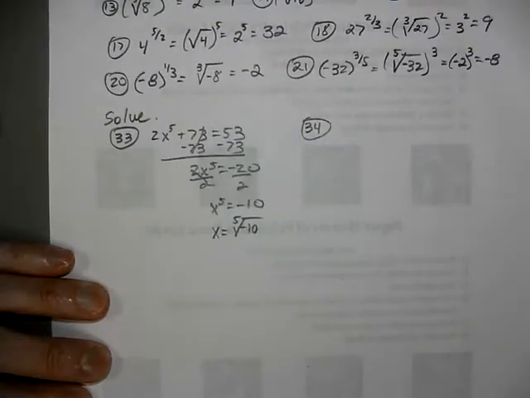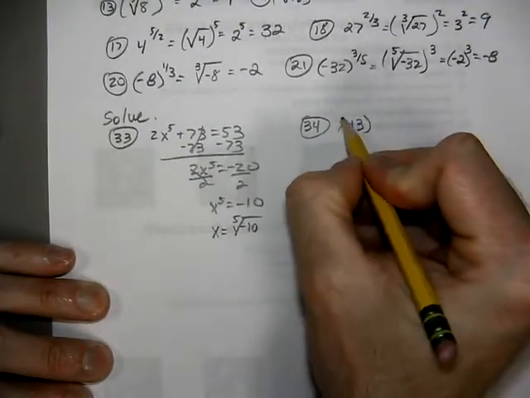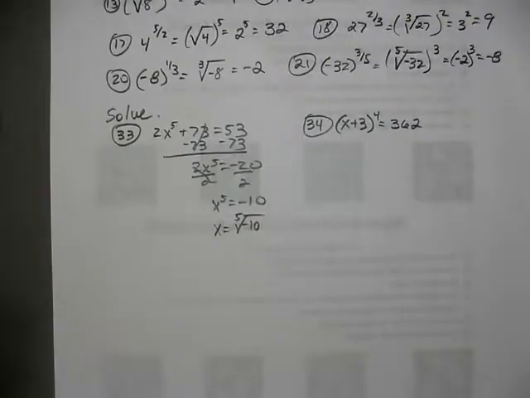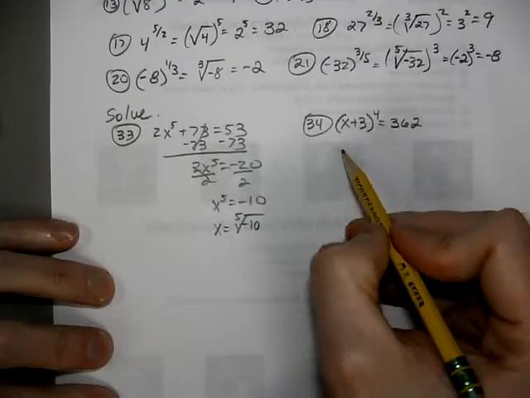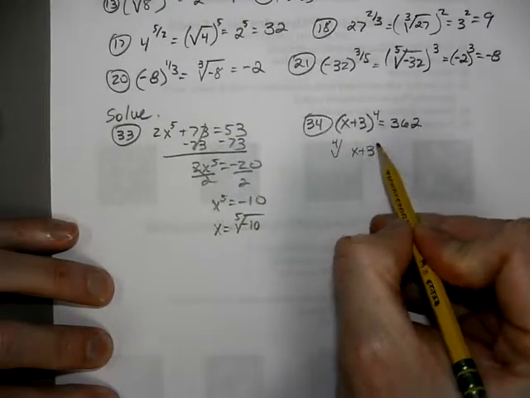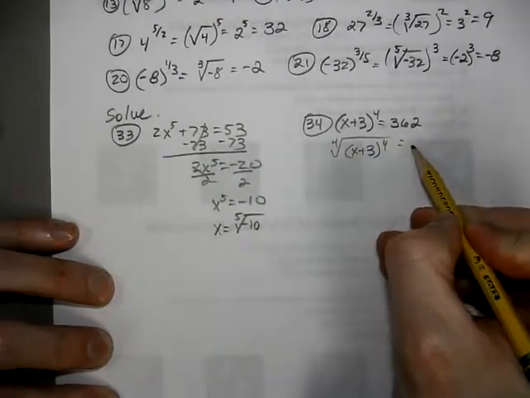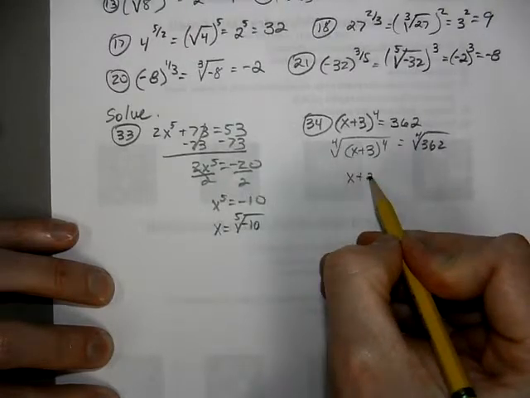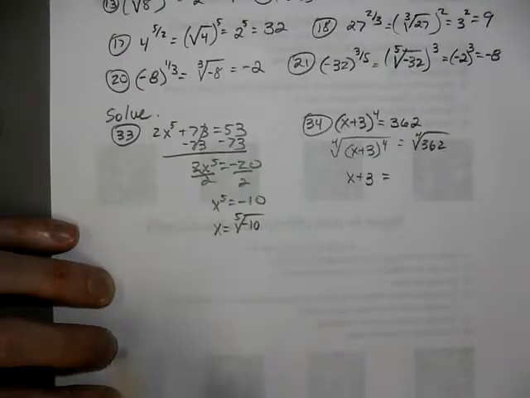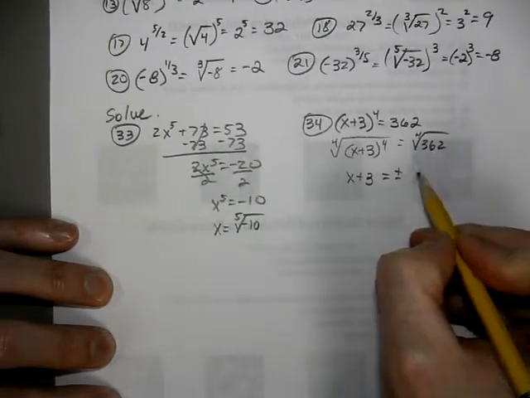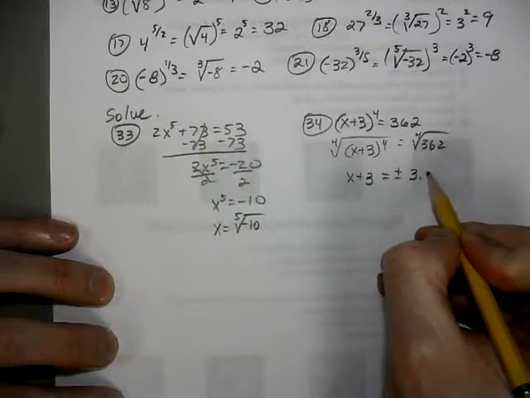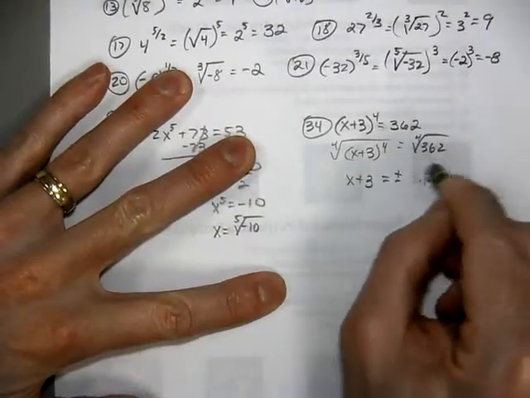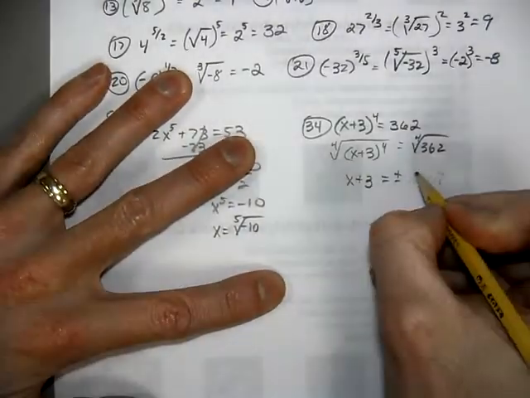34. This is the interesting one. You have to take the 4th root of that amount, and you'd have to take the 4th root of that amount. So the 4th root of something to the 4th power leaves you with a plus or minus. I think this is 3.67. It doesn't come out evenly. Okay, not quite that. 4.36.